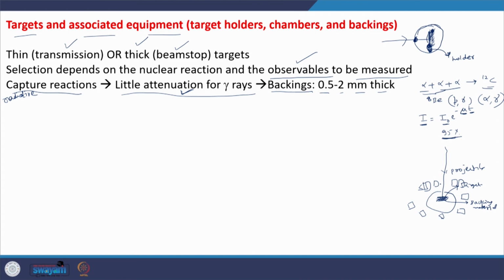So, these are some of the important considerations for the backing materials when we discuss the target materials. We will see more about the target materials, the preparation of backing materials, chambers and target holders, and what arrangements are to be done, in the next lecture. Thank you very much.